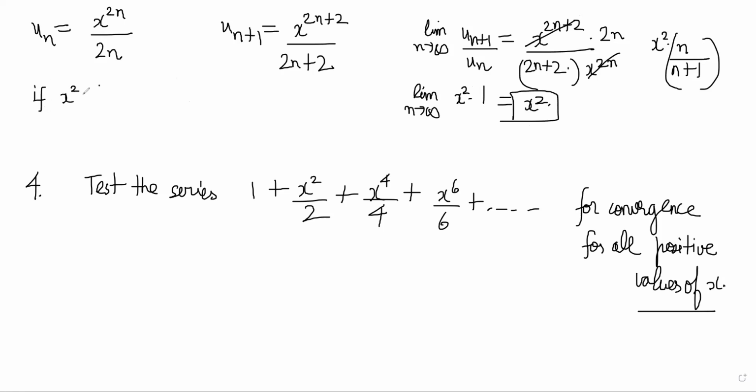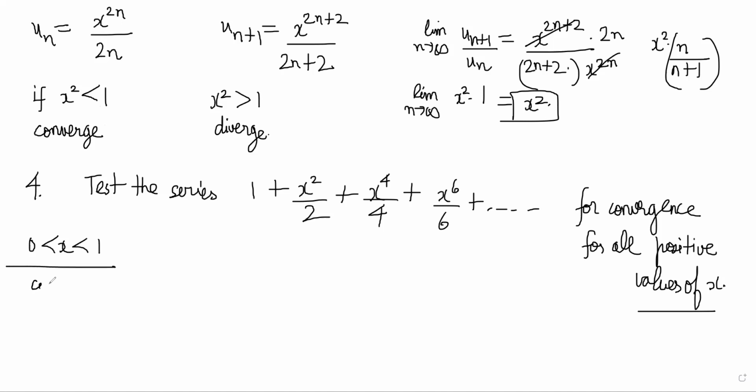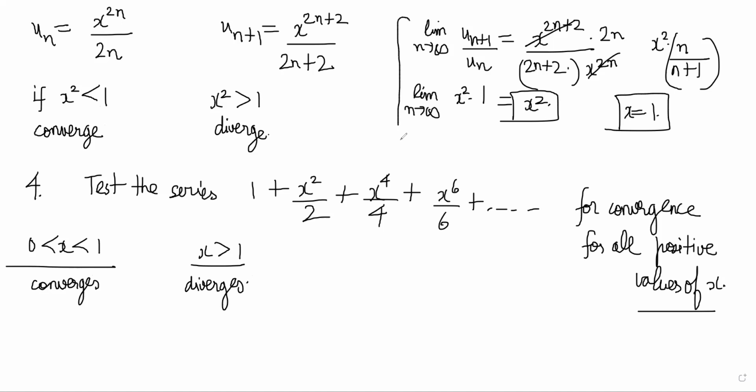If x square is less than 1, the series should converge, right? If x square is greater than 1, diverge. So for 0 less than x less than 1, the series converges. For x greater than 1, we know for sure it diverges. The only thing we can't figure out from this test is what happens when x is equal to 1. In that special case, the test will not tell us anything, right?